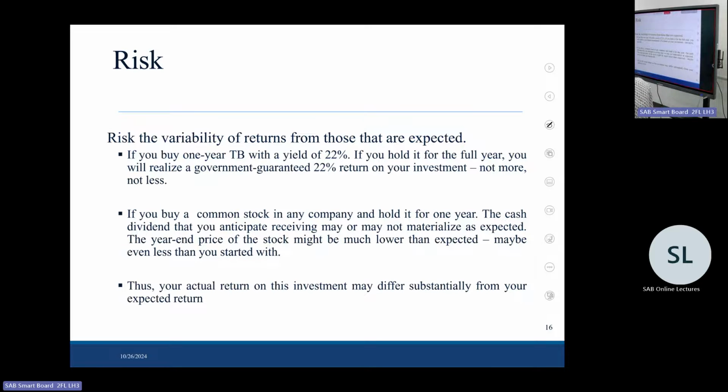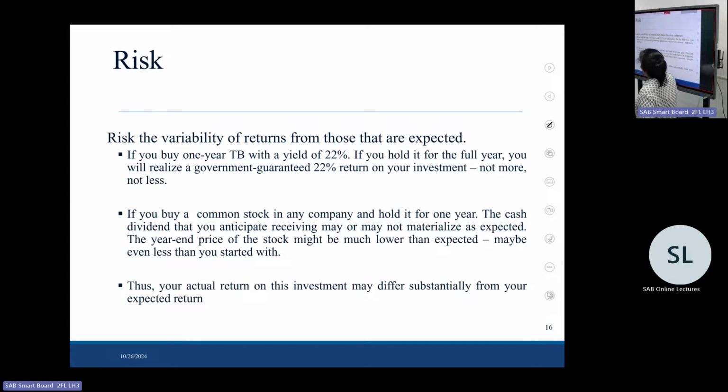Now if you look at these scenarios, the variability of returns is from what is expected. You are investing expecting something, but actually you are getting higher than expected or lower than expected. Both ways it can happen.